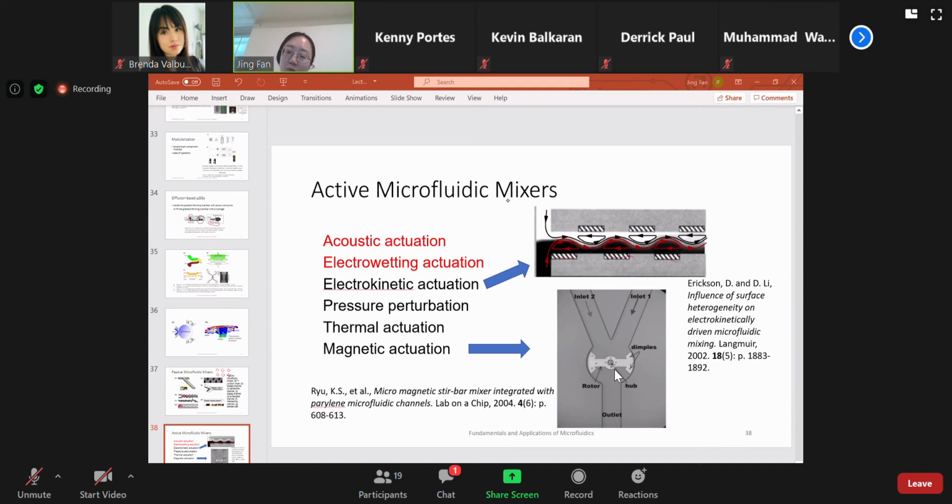So when the pressure in the channel is perturbed and changed constantly, we can have a complex flow in the channel that forms chaotic mixing of fluids. This is the so-called pressure perturbation actuation mechanism.